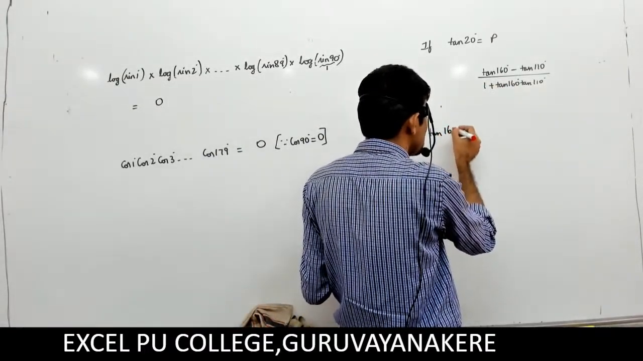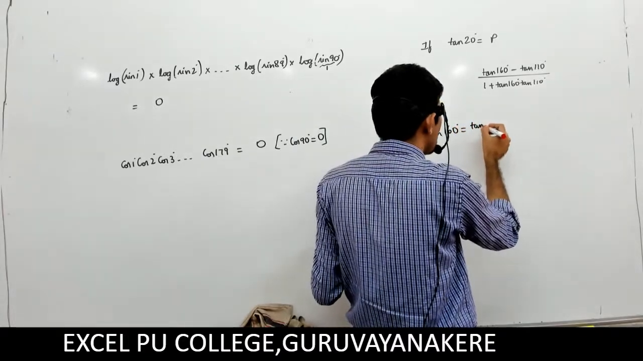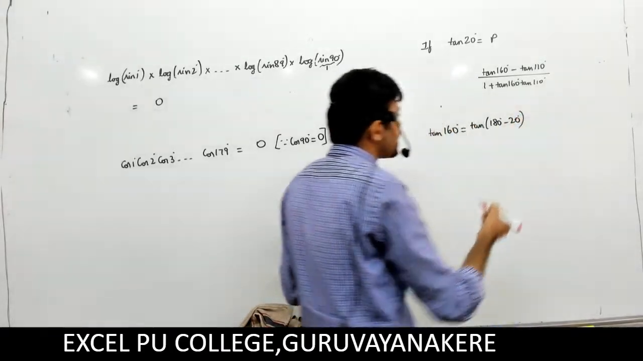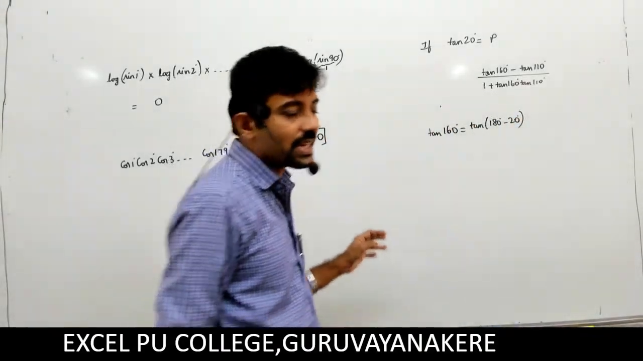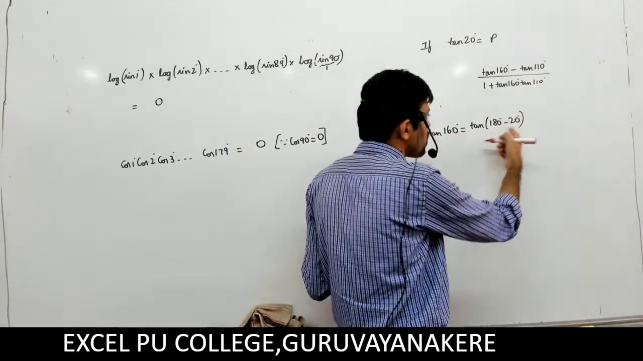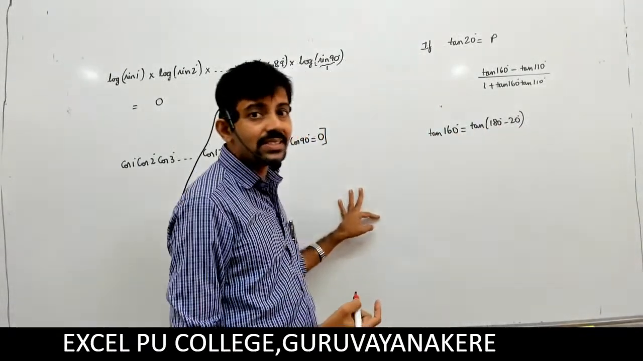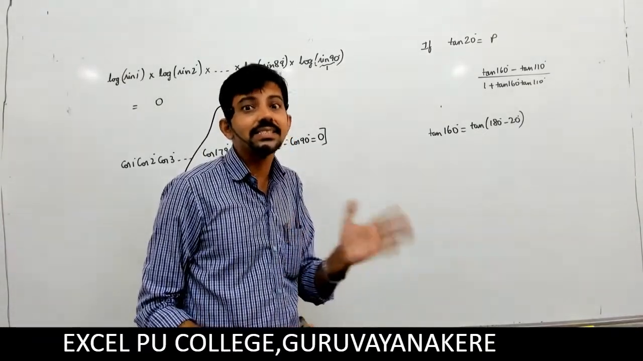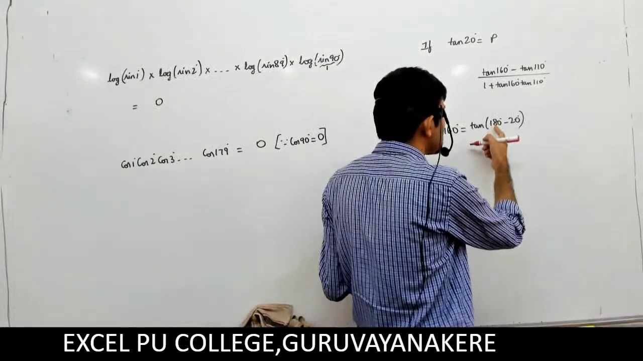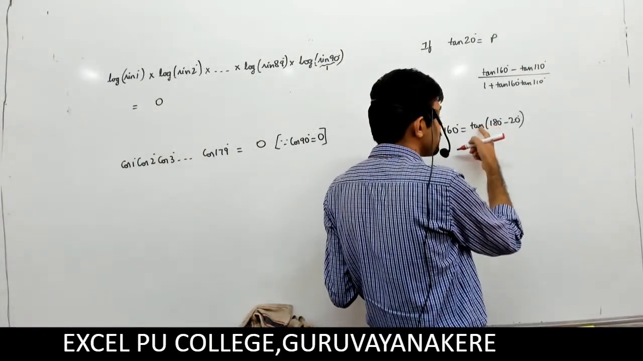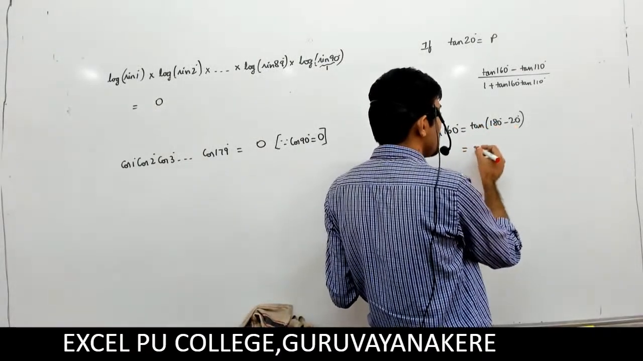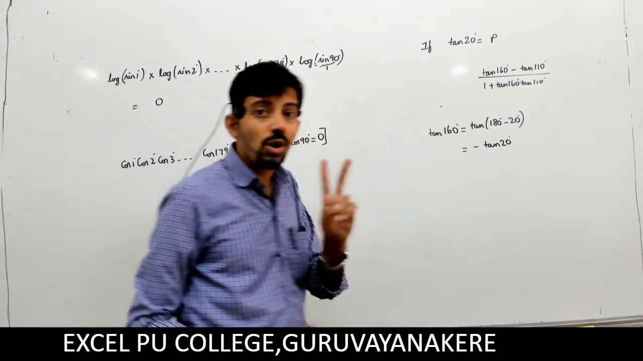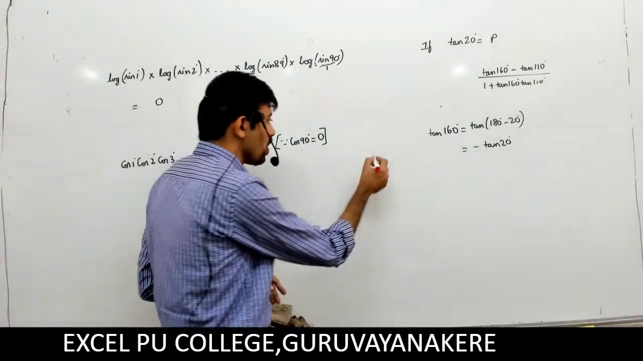Tan 160 degree could be written as tan of 180 minus 20, using the concept of allied angles. 180 means the same function; 90 and 270 mean the cofunction; 180 and 360 the same function. Tan of 180 minus theta is minus tan theta, because 160 degree lies in the second quadrant, and in the second quadrant the tan function is negative. You know this rule of allied angles.